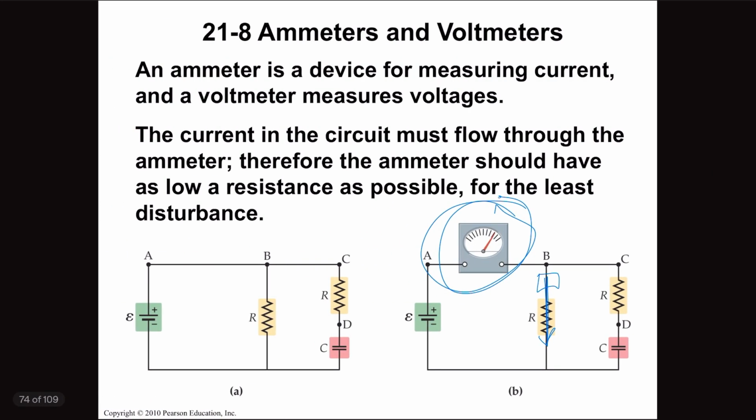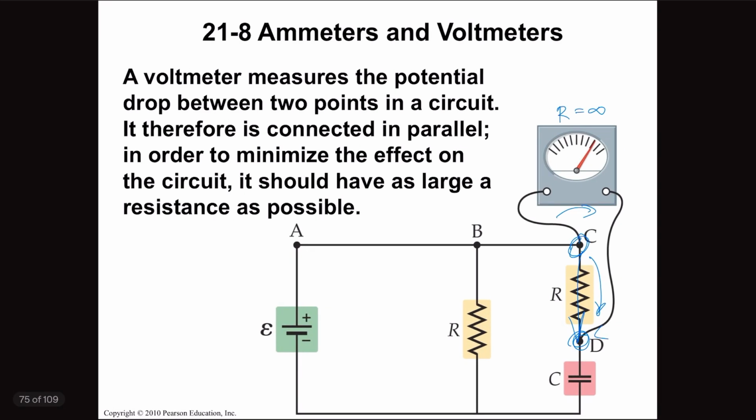It'll all still just go through that one. And again, back here, we want the resistance of this to be 0, or as close to 0 as possible, and we want that one to be as large as possible so that none of the current wants to go through it, and it doesn't affect our circuit very much.